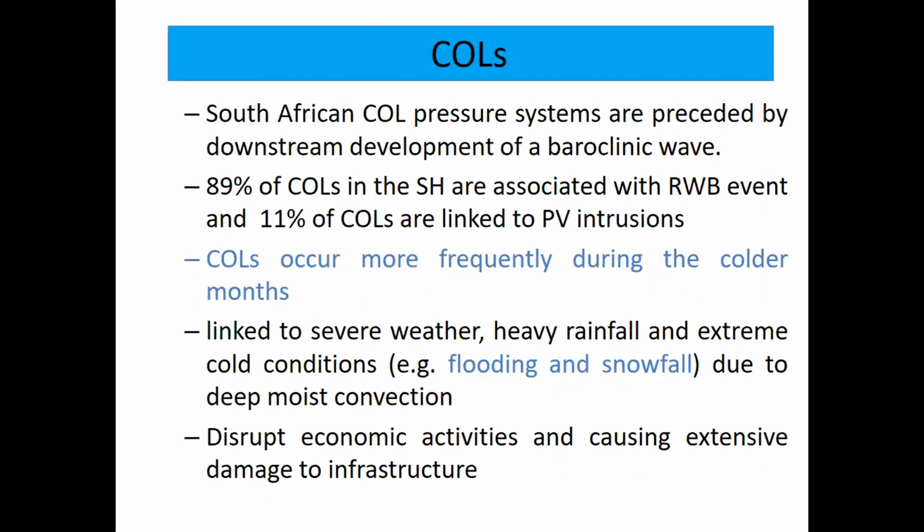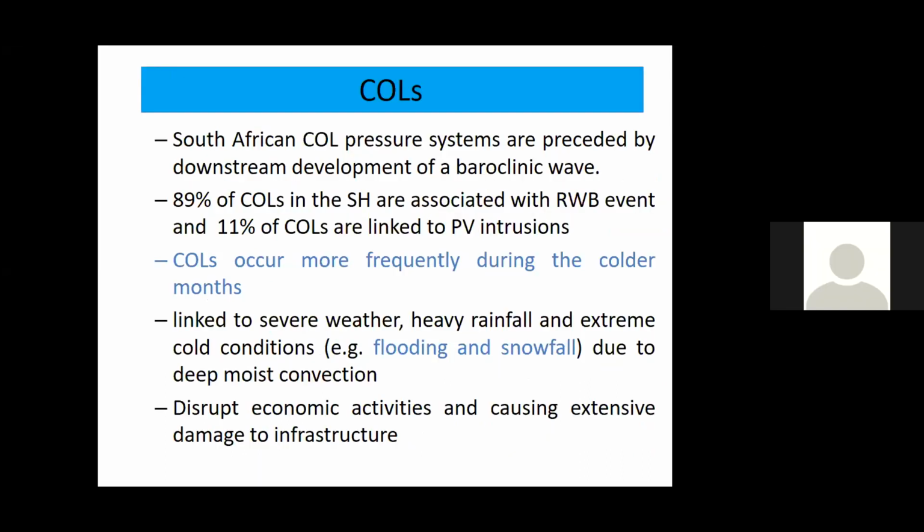So you find that cutoff lows over South Africa are preceded by downstream development, and this is widely covered in the Ndarana and Waugh paper of 2010, on the issue of downstream development of this weather system. This paper also finds that 89% of cutoff lows in the Southern Hemisphere are associated with what we call Rossby wave breakings. So there are those Rossby waves. If you have keen interest, you can go and read this paper, whereby they identified that 89% of these cutoff lows are associated with Rossby wave breaking events. And we also find that 11% of cutoff lows are linked with the intrusion of what we call potential vorticity anomalies, which tend to exist when these events occur. I will not go into detail because I understand this is a diverse community.